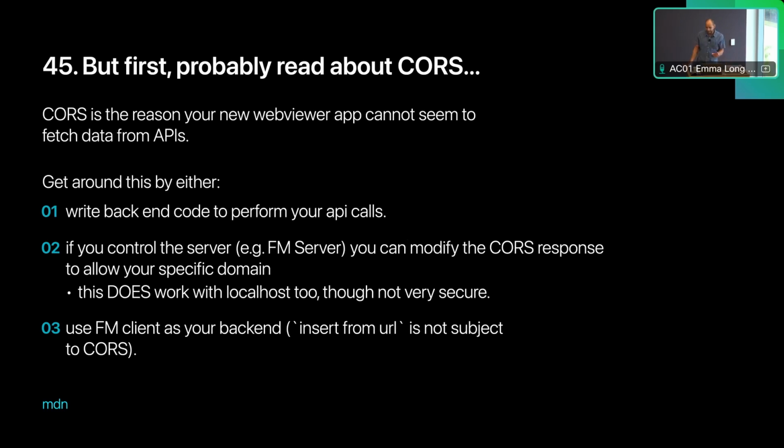But the method that I recommend and that I don't see a ton of people using is just use the client. Use the client. Insert from URL counts as backend. It's not subject to CORS. You can do whatever you want with it. So if you're getting blocked by CORS, just use insert from URL inside of FileMaker itself. Make sense?